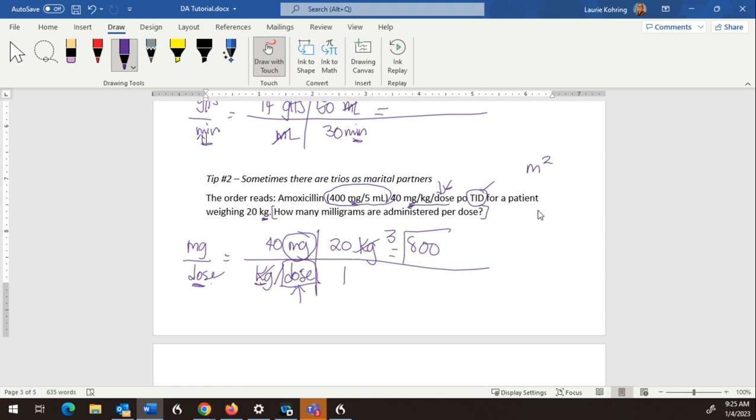If this were 40 milligrams per kilo per day instead of dose, then you would have day down here, and you wouldn't have been able to stop because you need to get to dose. So in this case, then you would say 1 day, 3 doses, and that would cause you to divide that number by 3. But because we had dose right here, this information was irrelevant.